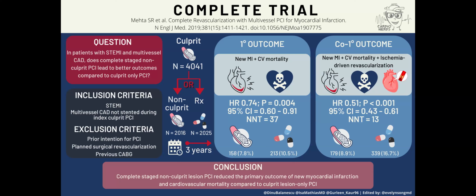Here's a visual abstract from CardioNerds. At a median follow-up of 3 years, multivessel PCI reduced cardiovascular death or MI and cardiovascular death, MI or ischemia-driven revascularization. This benefit was consistent across all subgroups. Of course, the benefits of complete revascularization with multivessel PCI should not be extrapolated to patients with disease more suited to CABG surgery because they were excluded from these trials.